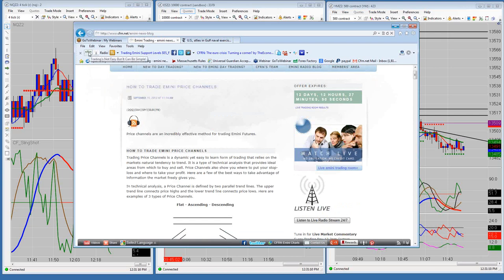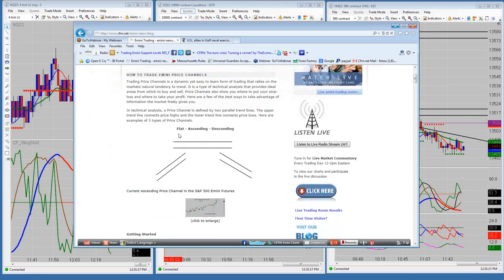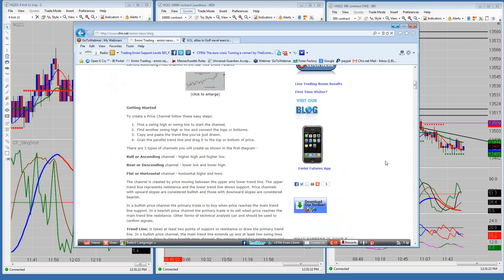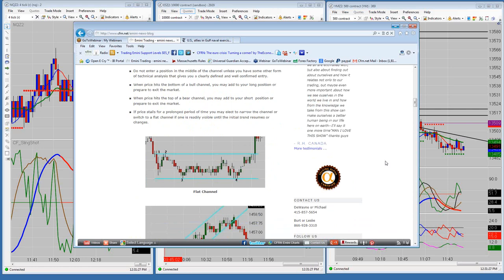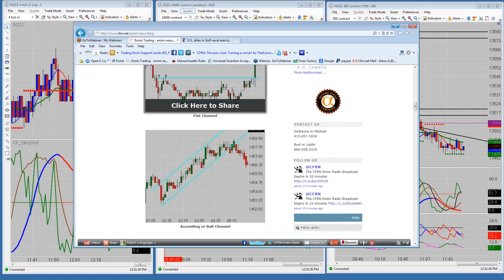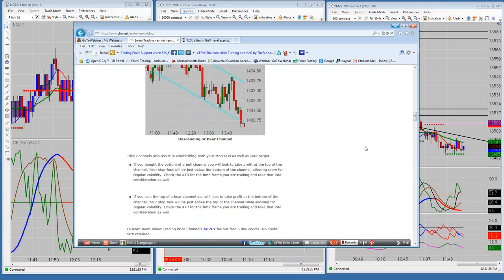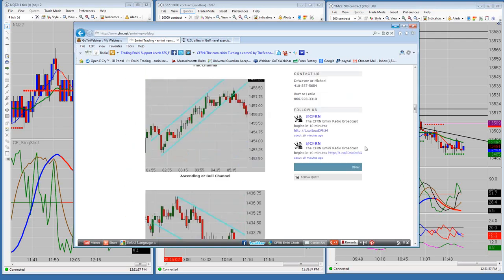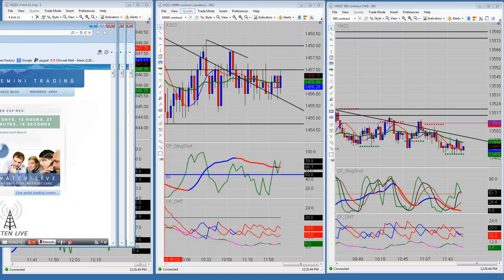I just click right on this CFRN logo on my CFRN toolbar that Dwayne just described to everyone, and it brings me right to the blog. How to trade ascending and descending and even flat channels. If you scroll down, there's a great description of all the different types of channels, even pictures. I can click there to share if I want to. Amazing. Go check it out. CFRN.net/Emini news blog. All right.